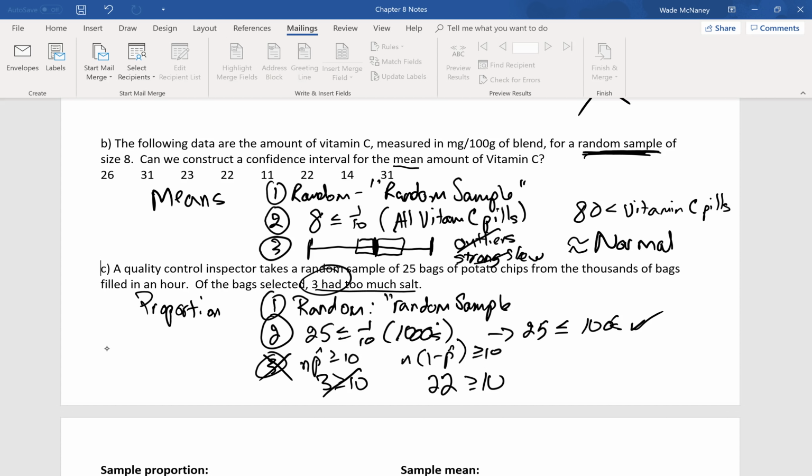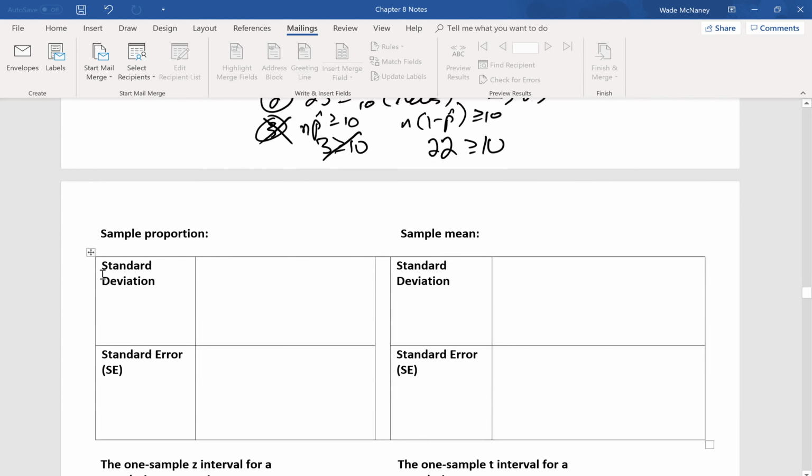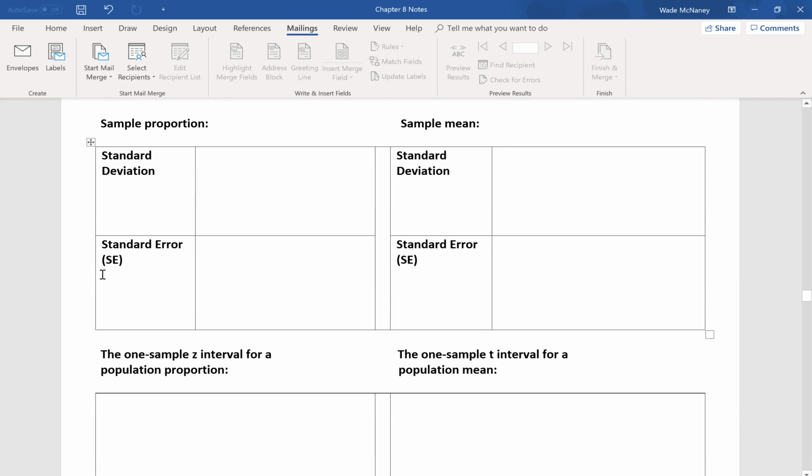But sometimes they're not going to give you the sample proportion. You're going to have to interpret or read and find it. So in this case, the sample proportion was 3 out of 25. Okay, so that's the conditions. Now, putting this together and actually doing the calculations with this. Real quickly, though, reviewing one more thing.